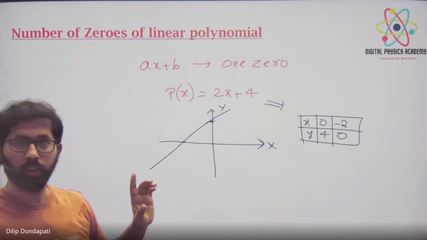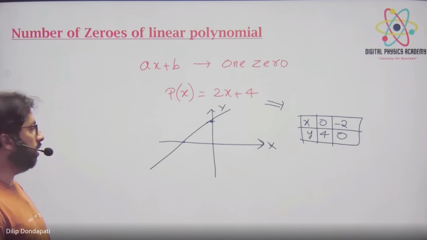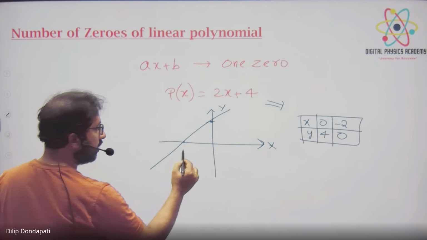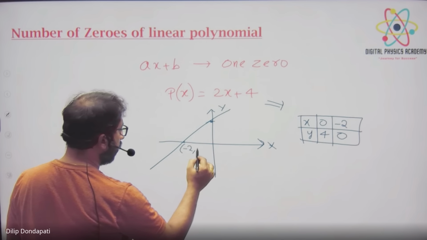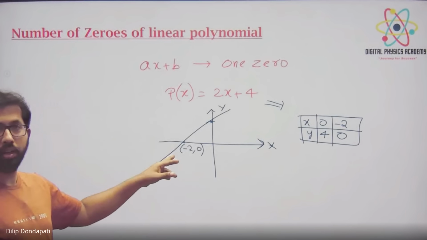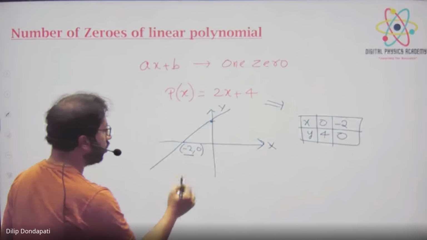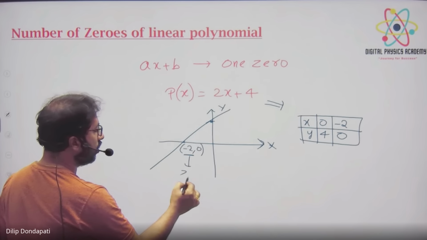Okay. Understood? How to find it through the graphical method: wherever the graph touches the x-axis. And what are the zeros? What are its coordinates? -2, 0, right? So which is the zero of the polynomial? Here, which coordinate? X coordinate. What is the x coordinate? -2. So -2 is nothing but the zero of the polynomial.